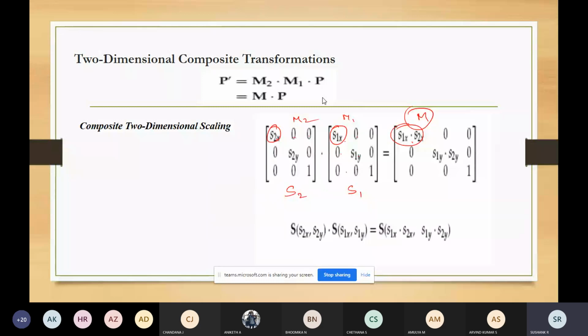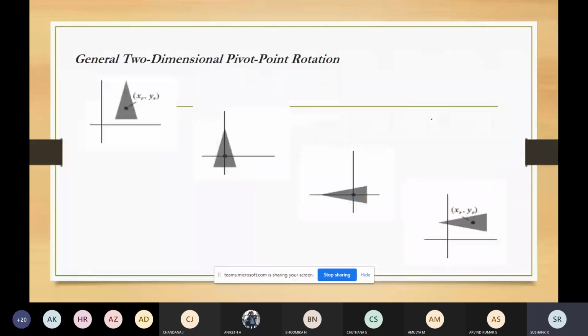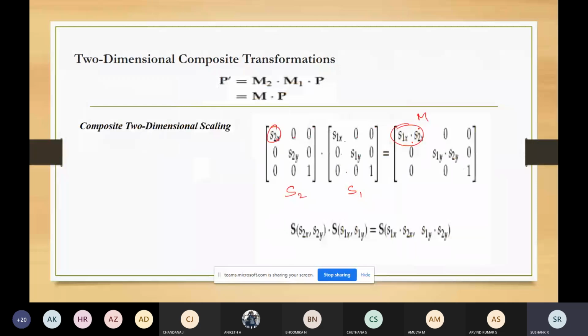For scaling also, it is additive. So what I just wanted to tell is, when the operation is multiple, you just multiply and get the result first, and for the result you apply the transformation with the initial point. So this is regarding the two-dimensional scaling.